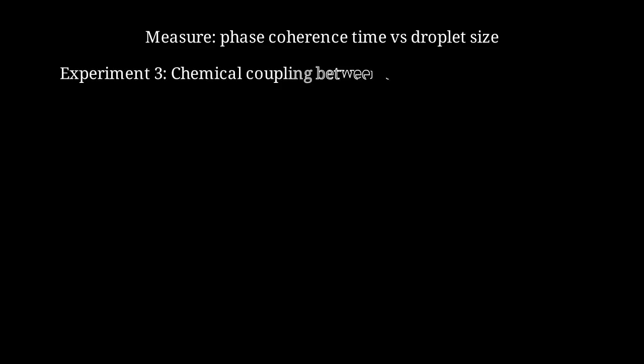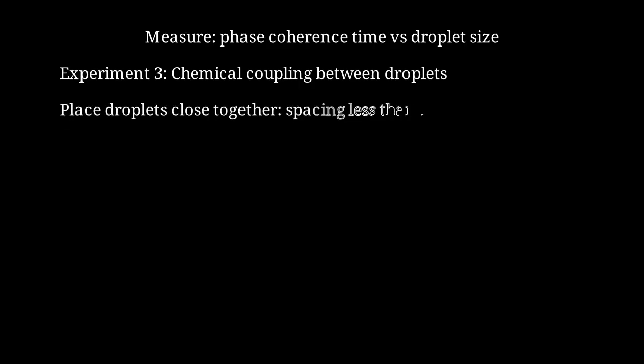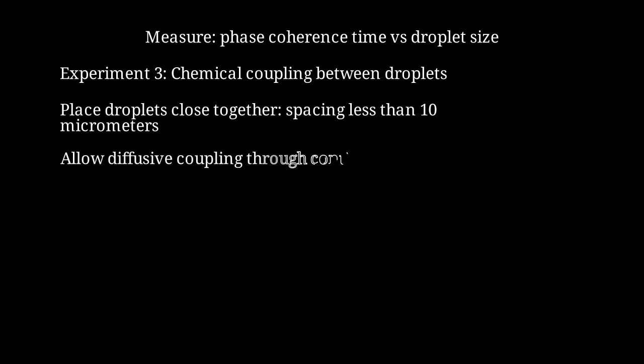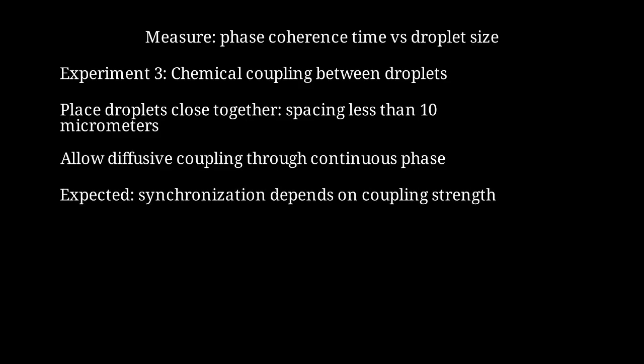The third experiment explores chemical coupling between nearby droplets. Place droplets very close together with spacing less than 10 micrometers. Allow diffusive coupling of intermediates, like bromous acid through the oil phase. The expected outcome is that synchronization depends on the coupling strength and droplet spacing. Two droplets exchange chemical signals, potentially synchronizing their oscillations.